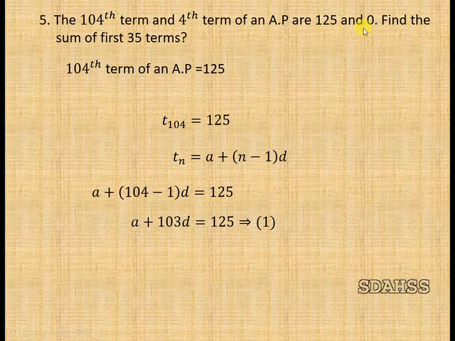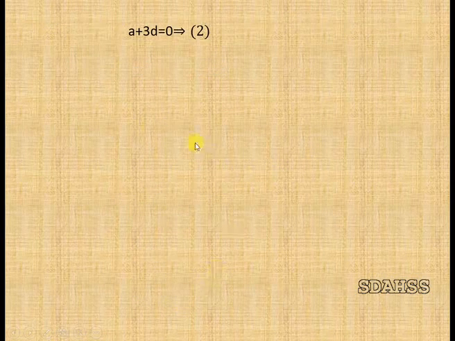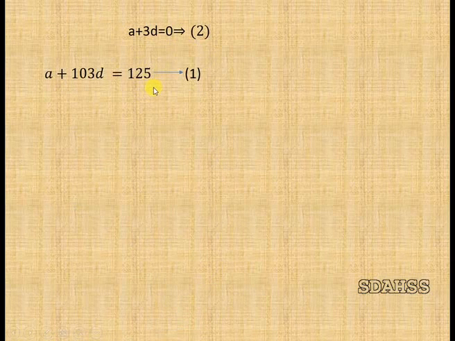Then fourth term is 0. Fourth term means T4. T4 is equal to 0. Now substitute n is equal to 4 in the nth term. So you have a plus 3d is equal to 0. Mark it as second equation. Now solve the first and the second equation.